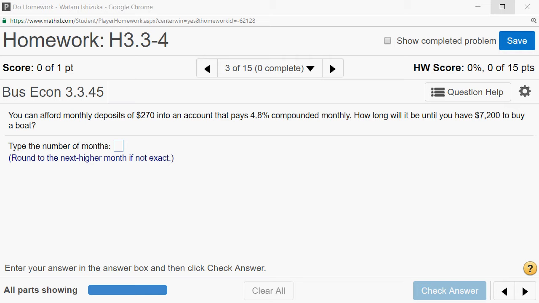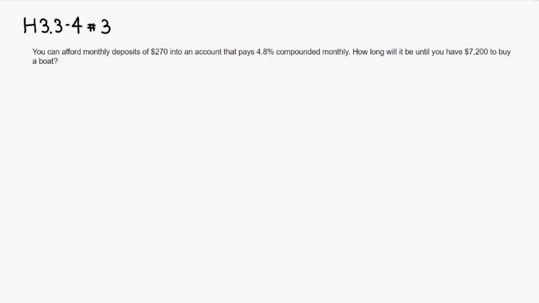You can see that the $7,200 is after the payment, so we are talking about the future value. So we're going to use the future value formula. The formula is future value equals payment times the quantity (1 plus i) raised to the n, minus 1, over i. So that was the formula.